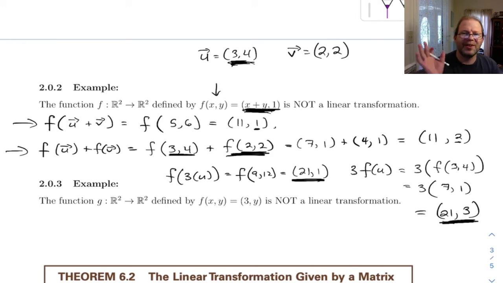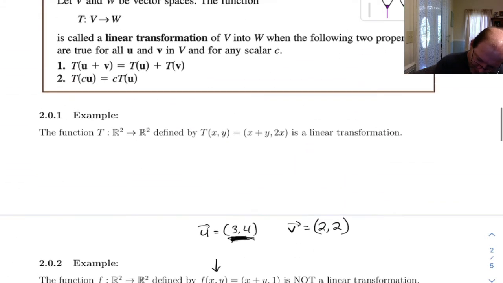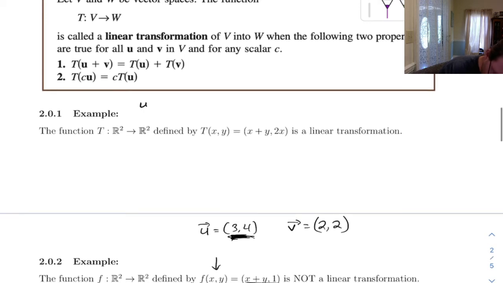Example 203, I'm not going to do it because it's almost exactly the same. And again, the 3 is the thing that's going to mess it up. Now this example up here that is a linear transformation, if we wanted to show that in gross detail, what we'd have to do would be pick two arbitrary vectors. I'm going to let u be (a, b) and v be (c, d). And we would want to show these things.